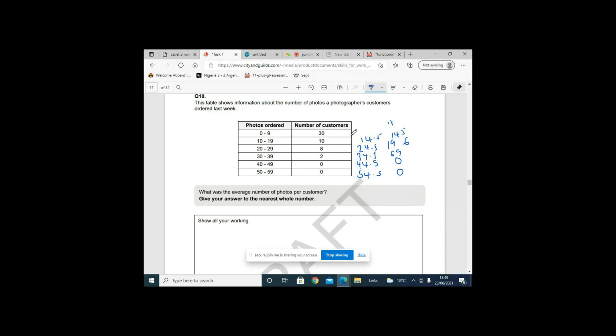So then you can now add all those things together: 135 plus 145 plus 196 plus 69, divided by this. This one is going to be 30, 40, 50. This one is 50.